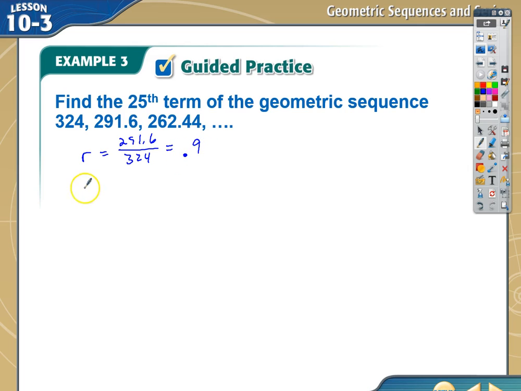I already know what a sub 1 is. A sub 1 is 324. And now I just plug it into my formula, where a sub n is equal to 324 times 0.9 to the n minus 1. Again, not difficult, guys. There's your formula. That's your explicit formula. It's ready to go. I want to find the 25th term.